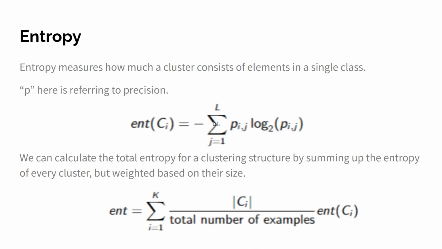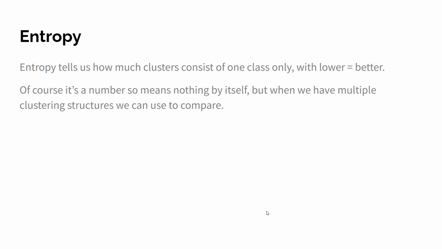Oh yeah, so entropy, this is just one equation which we're given. And then for working out the entropy of the whole clustering structure, we just sum up everything. We do it for every cluster, sum it up, and weight it based on their size. So what the entropy tells us is how much clusters consist of one class only, with lower is better, I guess because it's negative. Of course, it's just a number, so we're going to need to have multiple clustering structures and compare the entropy between them to be able to make any use of that number, because the number by itself does not mean anything.